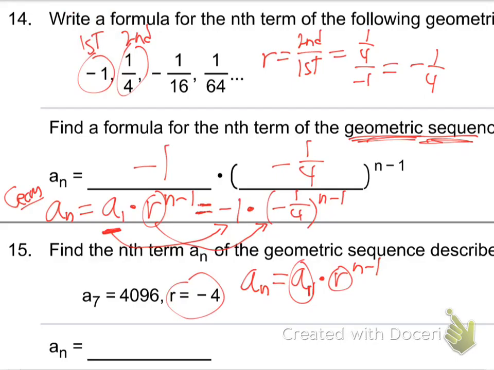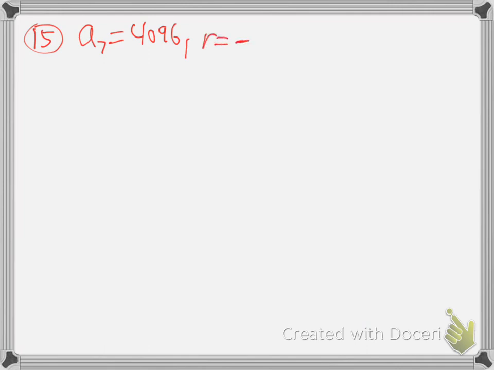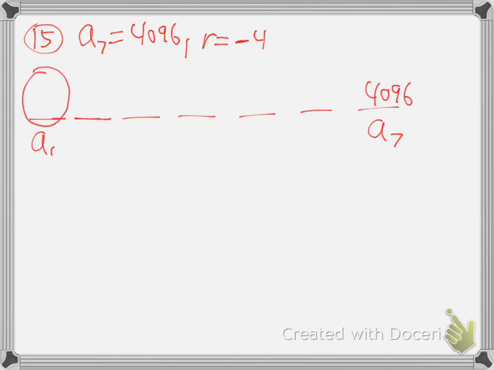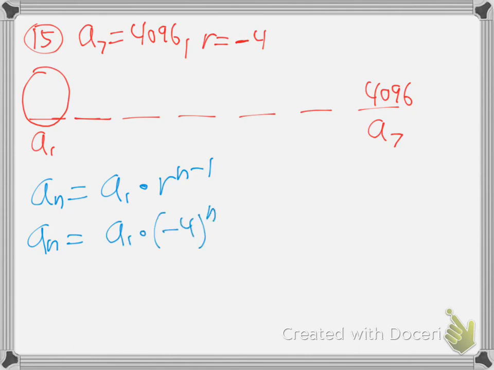Let me go to a fresh screen here. So number 15, make it a little more room. So a7 is 4096, and r is negative 4. So here's what I would suggest: 3, 4, 5, 6, 7. So the 7th term we know is 4096. The first term is what we want back here, right? Guys with me? Because we need the a sub n formula. The a sub n formula is a1 times r to the n minus 1. I know what r is. r's negative 4.